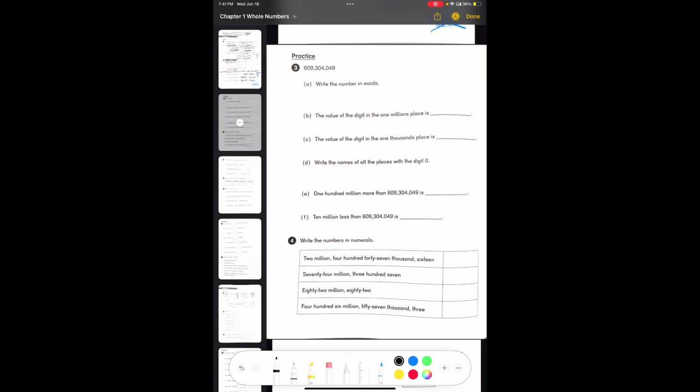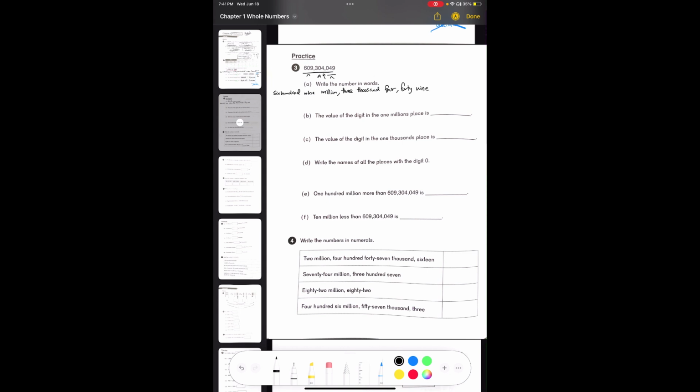Question number 3, write this in words. So we do the millions first, so 609 million, comma, and then the thousands, so 3,000. Four, because it's 4 here. And then now we move on to the hundreds, tens, and ones, so comma, 49. And so that's the answer.